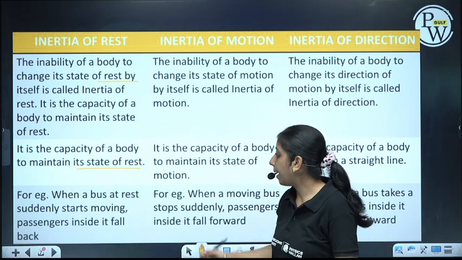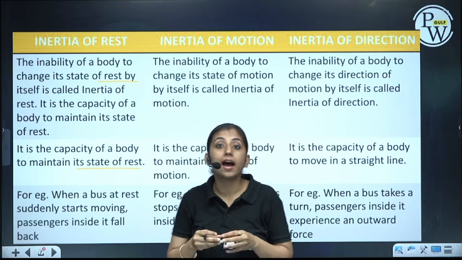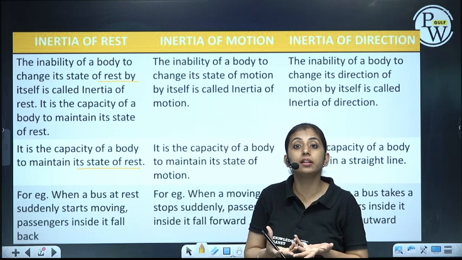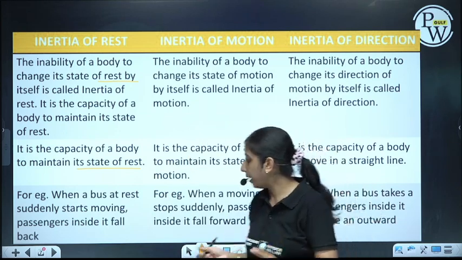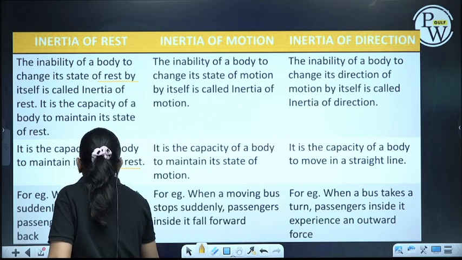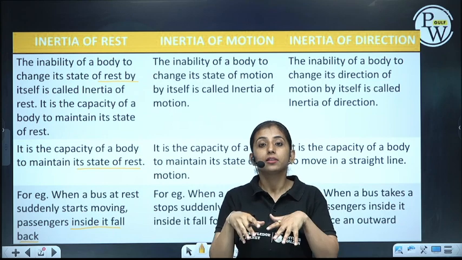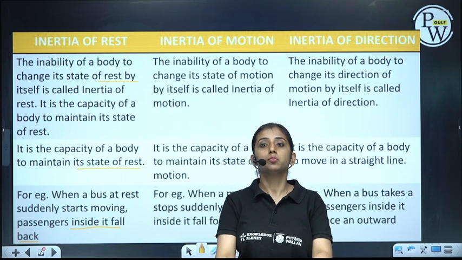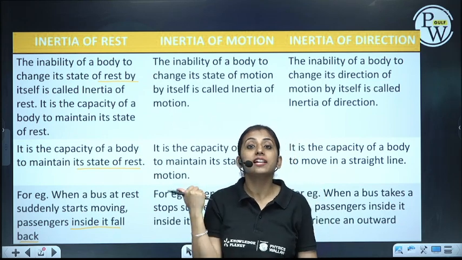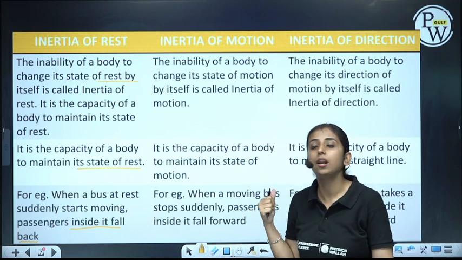What is its example? When a bus at rest starts suddenly, we fall backwards because the body is in the state of rest, and when the bus starts, our feet come into motion, but the upper body tries to maintain its state and we fall backward.